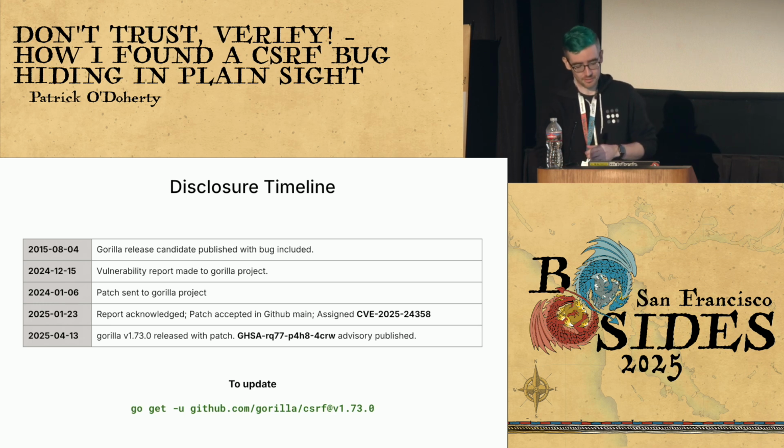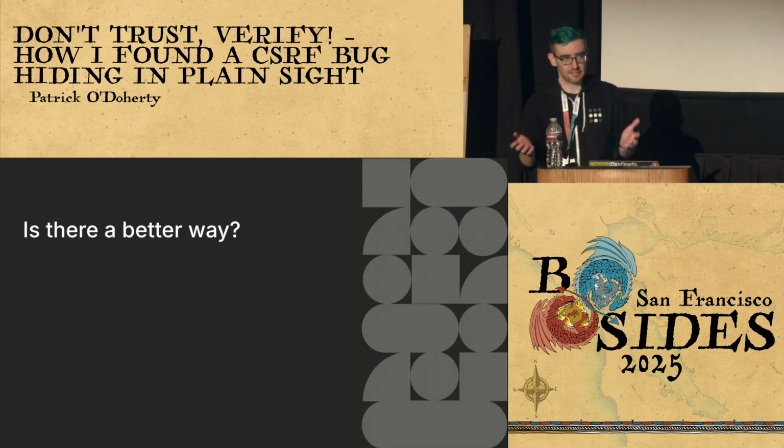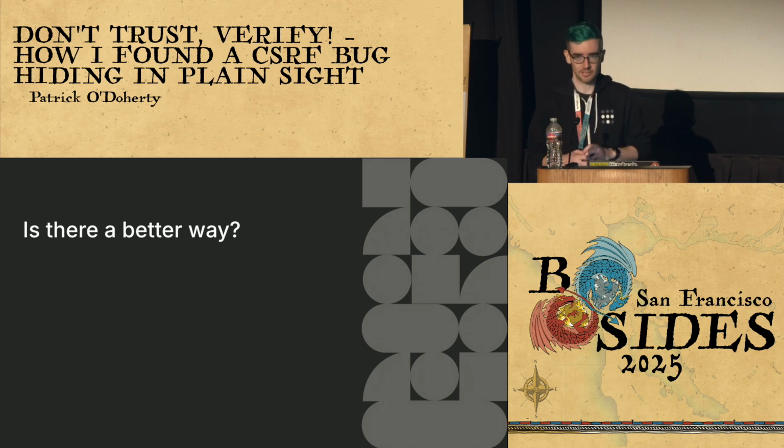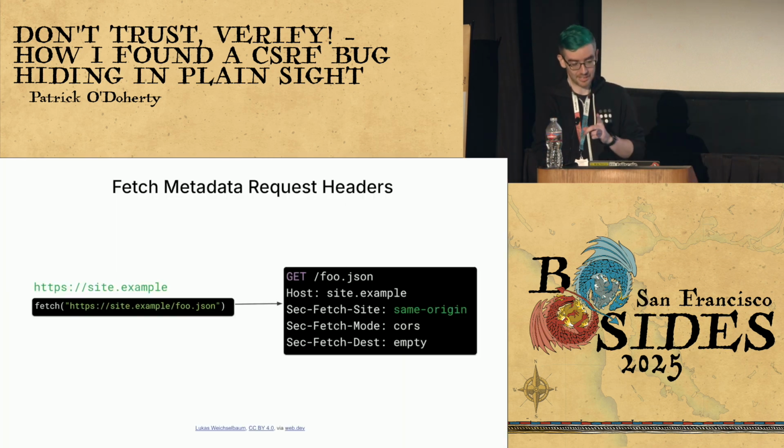So that's Gorilla. But taking a step back and beyond fixing one bug in one library, this CSRF problem is a pain, and it's kind of plagued us for 20 years, 25 years. Is it possible that web browser standards have evolved to make this suck less? Mercifully, the answer is yes. And the answer comes in this more recent technology called fetch metadata request headers.